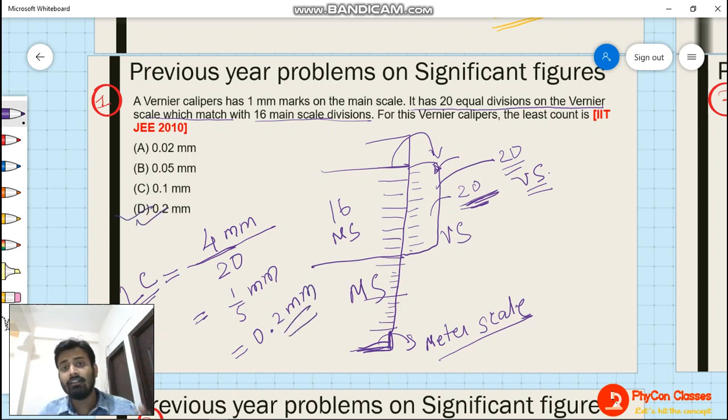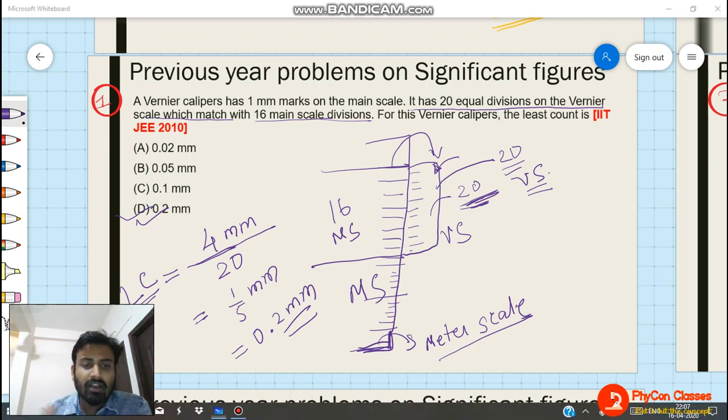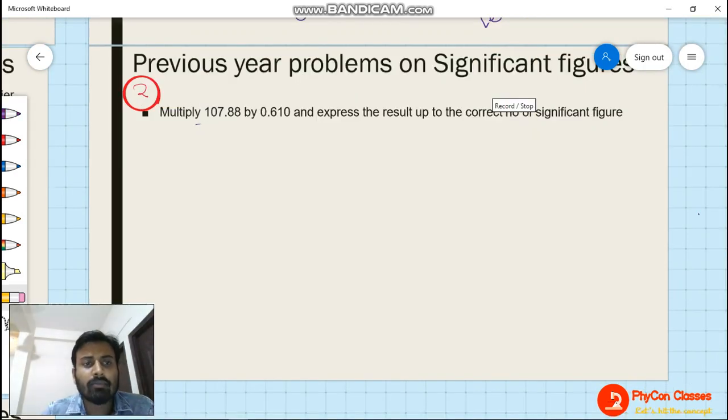Again, we need to know the concepts of the vernier caliper. I will come up with another video only for vernier calipers and screw gauges, but for now you just try to cope with it. Okay, now let's come to the second problem.